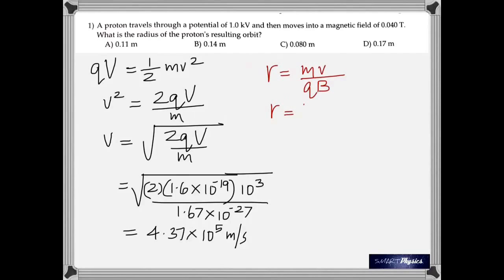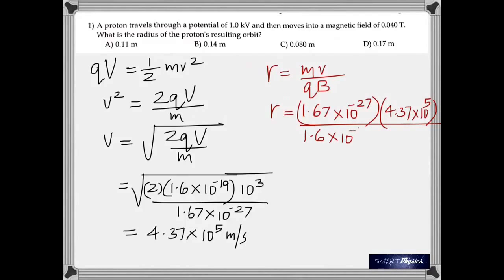Now to calculate the radius, mv divided by qB, m is the mass, velocity is 4.37 times 10 to the 5, divided by the charge of the proton, which is the same as the charge of the electron, times the magnetic field, which is 0.040. On calculation, that gives 0.11 meter.